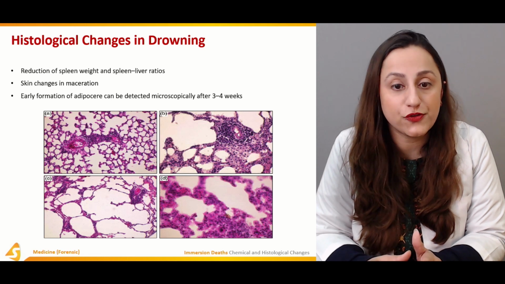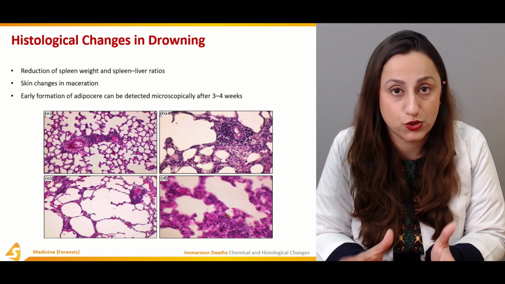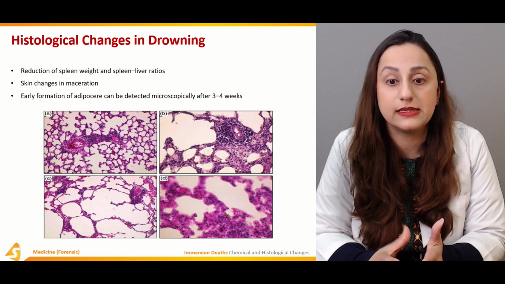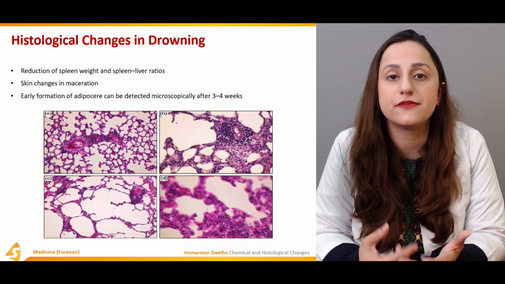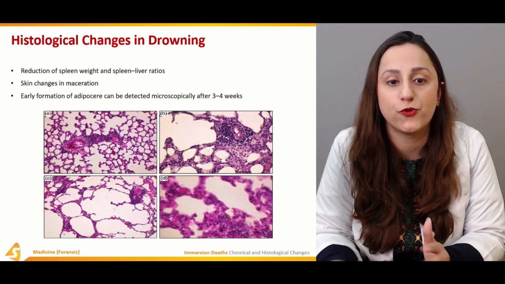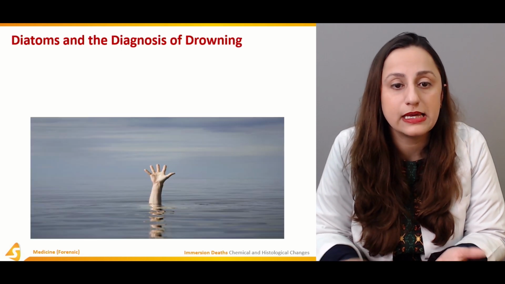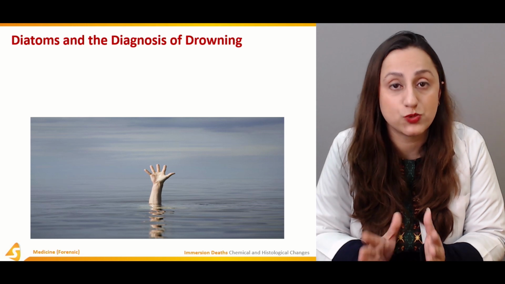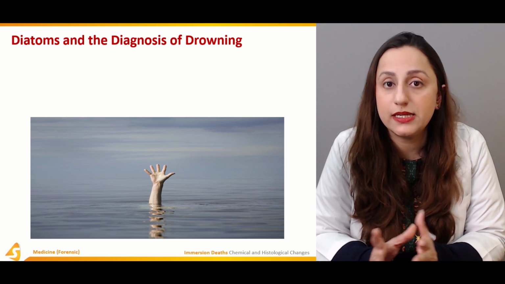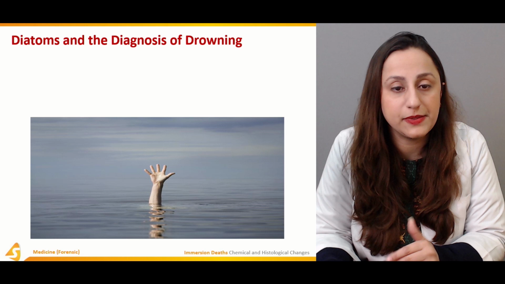The early formation of the adipocere can be detected microscopically at this level, and the histological tissues and their sections are very important in this regard. After 3 to 4 weeks of this, histological changes in the drowning have taken place. Now, the diatoms and the diagnosis of drowning. It is a very conclusive type of test that can take place over here.